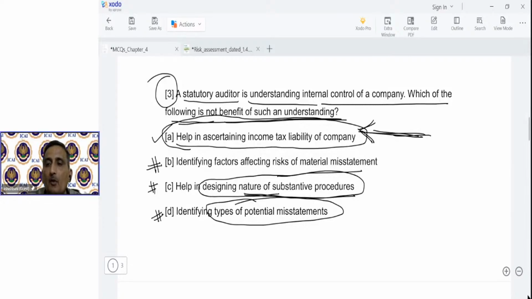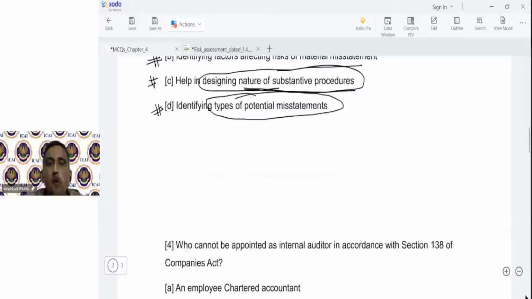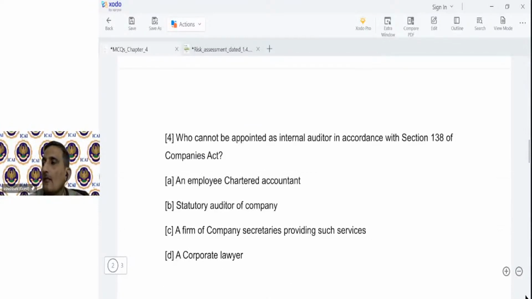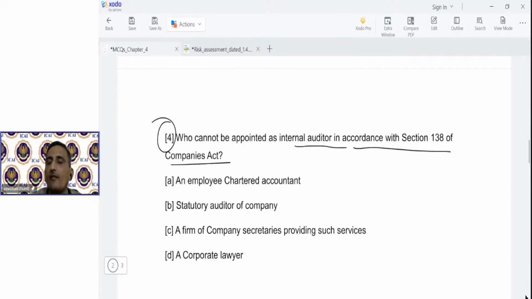Now we come to question number 4. Who cannot be appointed as internal auditor in accordance with section 138 of Companies Act? Okay, the question is easy, a little tricky, but easy. Read the question carefully, students, take your time and then answer.